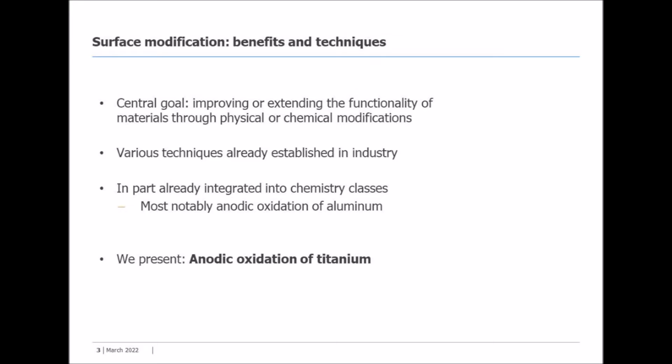The importance of these processes is reflected in the fact that some of them are already part of chemistry classes, most notably the anodic oxidation of aluminum. In this contribution, we present experiments and models regarding the anodic oxidation of titanium. Despite the fact that these two processes are very similar in nature, the specific results differ greatly in optical appearance. While the porous aluminum oxide layers appear colorless and are used to incorporate dyes to fabricate colored metal surfaces, titanium dioxide shows a color impression on its own.